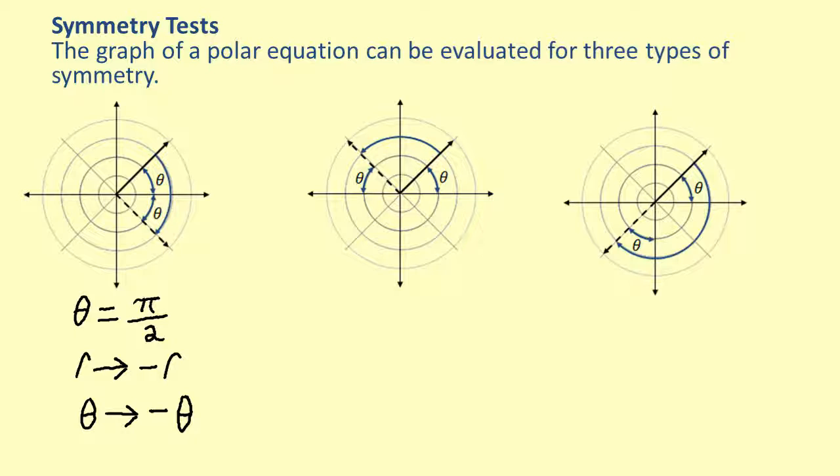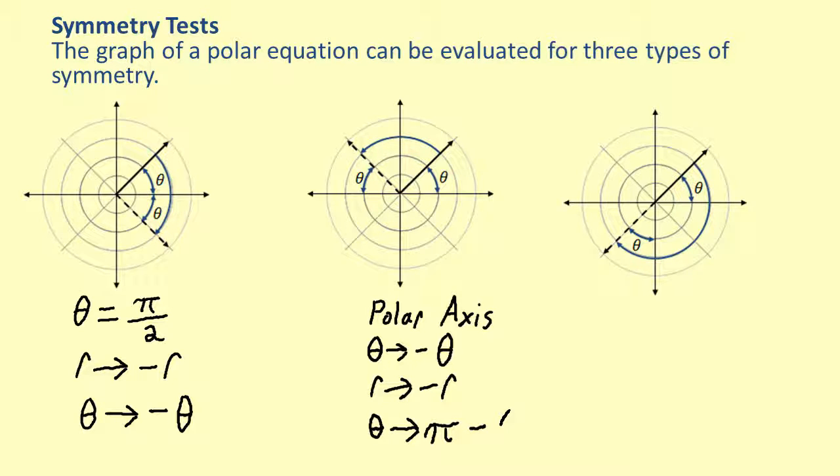There are two ways to test an equation to see if its graph is symmetric with respect to the polar axis. If replacing theta with negative theta results in an equivalent equation, the graph is symmetric. Also, if replacing r with negative r and theta with pi minus theta results in an equivalent equation, the graph is symmetric. If you replace r with negative r and the resulting equation can be rewritten as the original equation, then the graph of the equation is symmetric with respect to the pole.